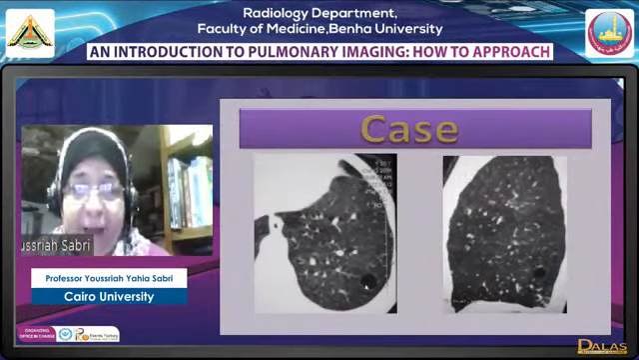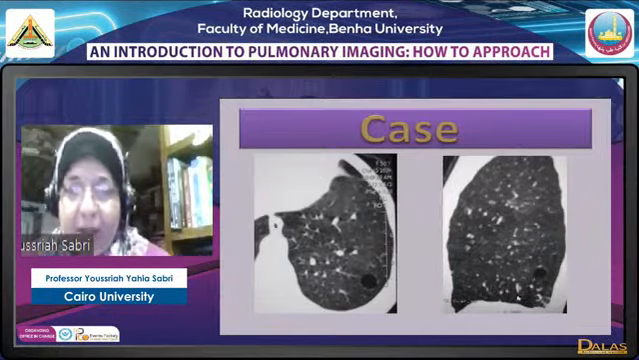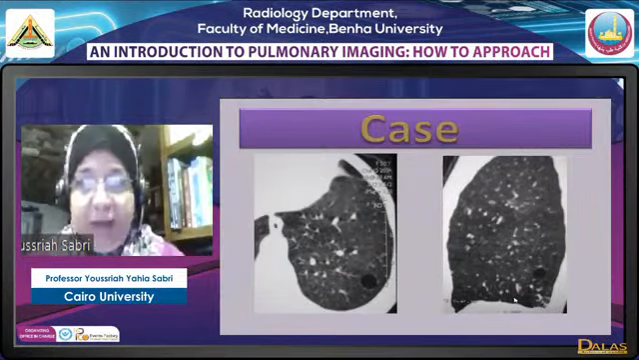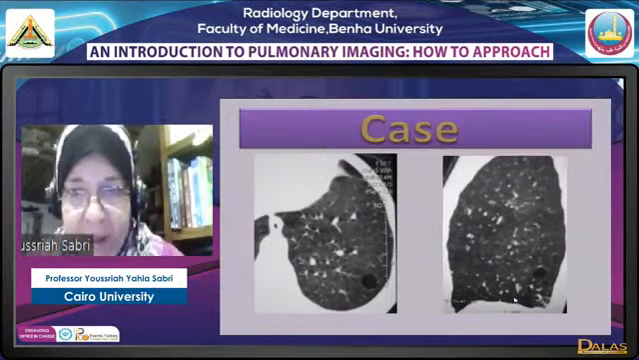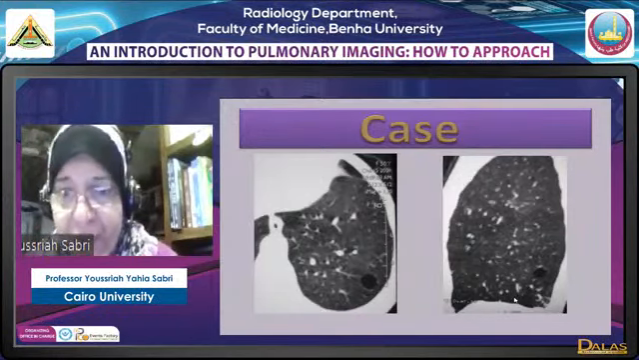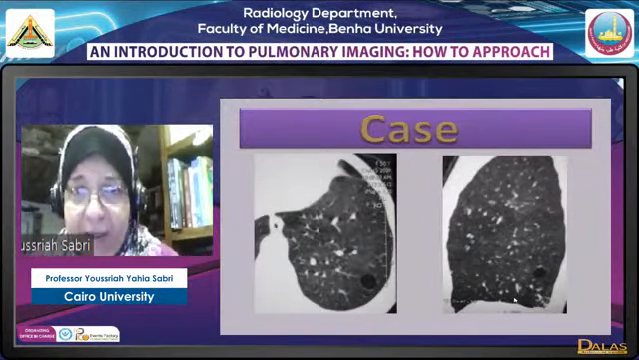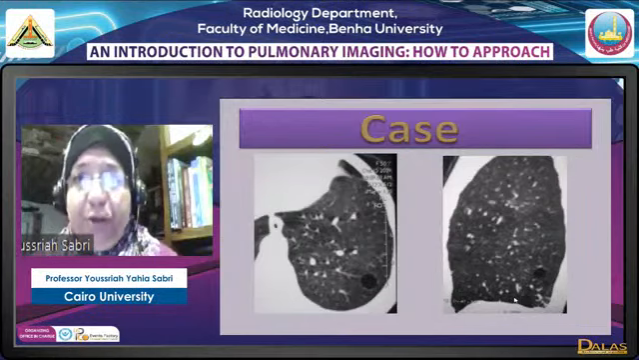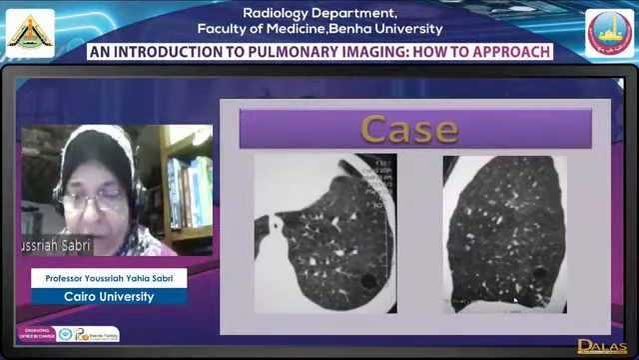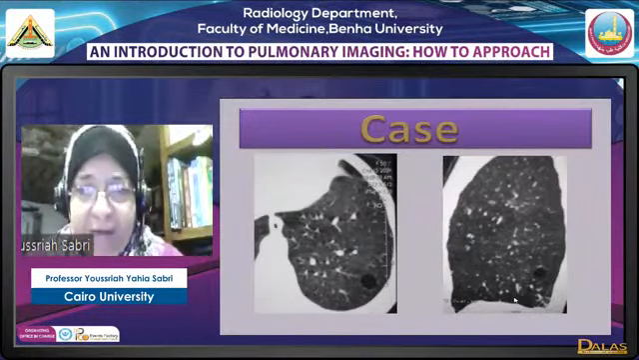Here we have a hole with a wall. Hole with a wall is a cyst. Now, coming to cysts, we have single cyst with a certain differential diagnosis, multiple cyst with a certain differential diagnosis, bilateral cyst with a certain distribution, and this will have another differential diagnosis. We have a single cyst here.